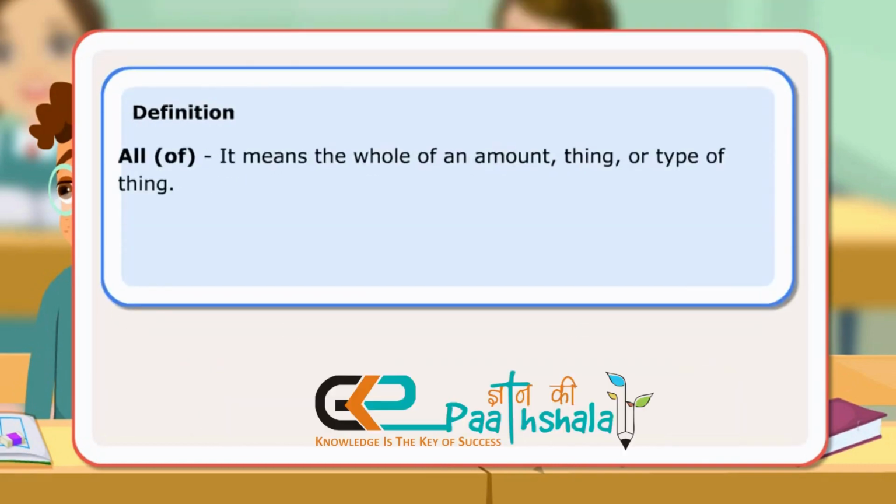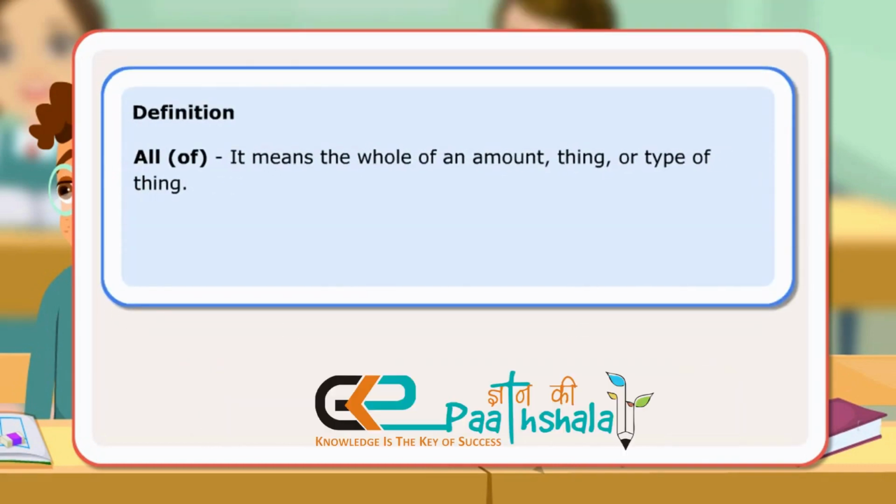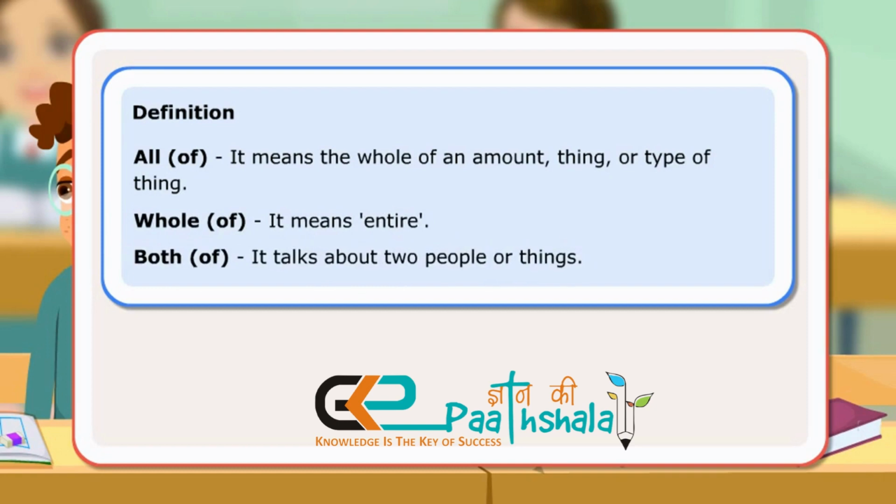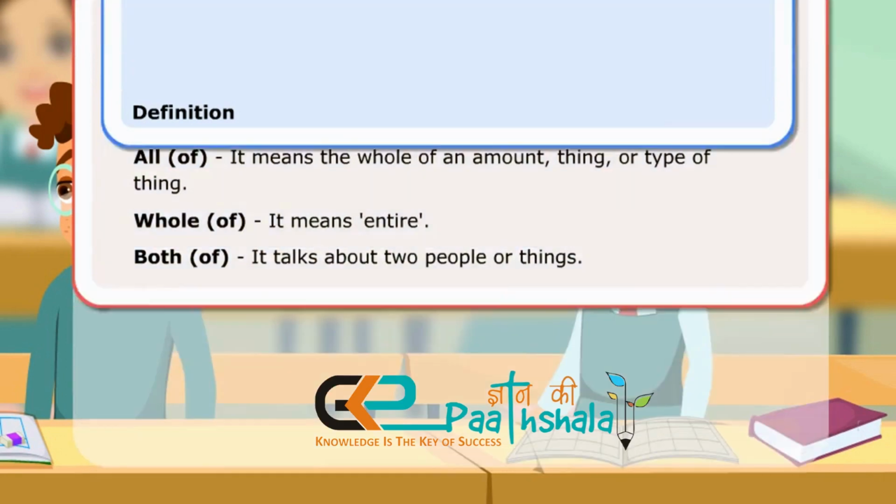Definition. All of. It means the whole of an amount, thing or type of thing. Whole of. It means entire. Both of. It talks about two people or things.